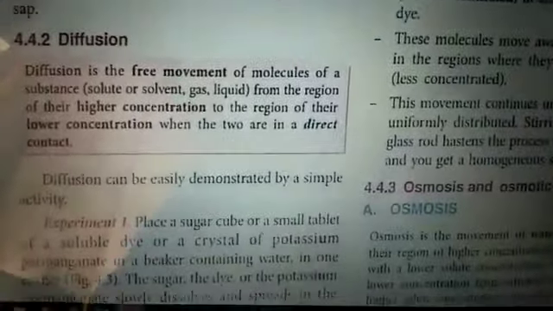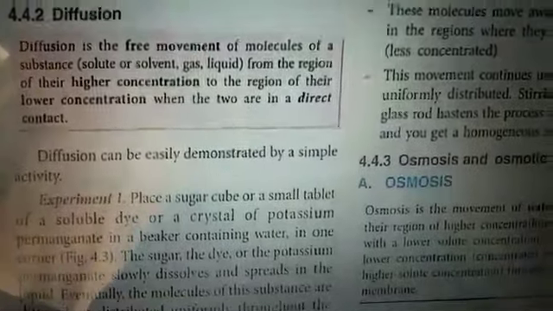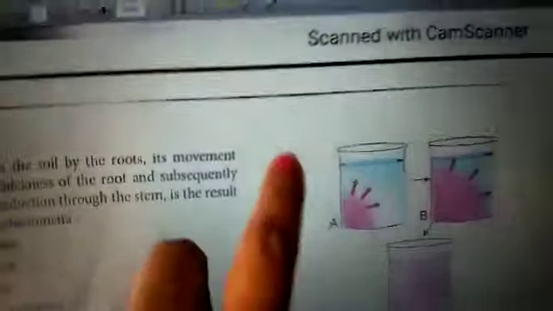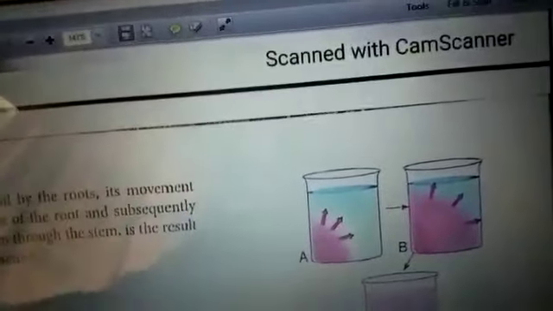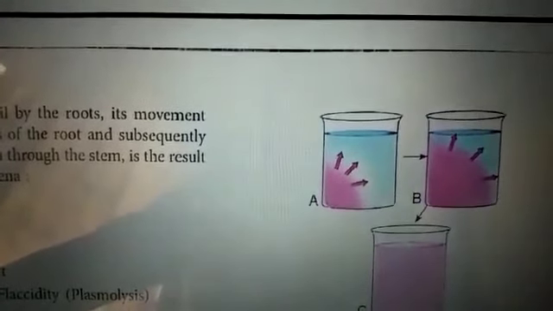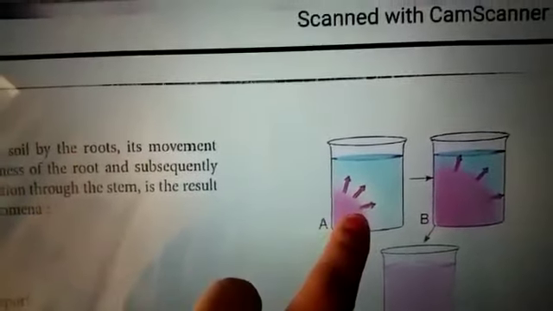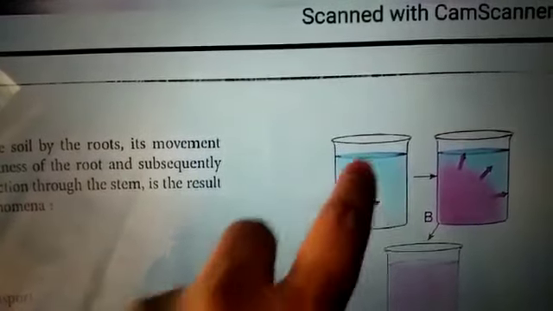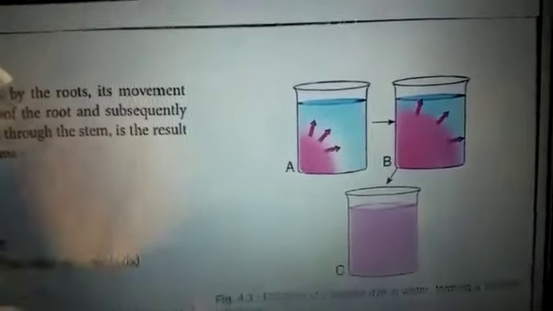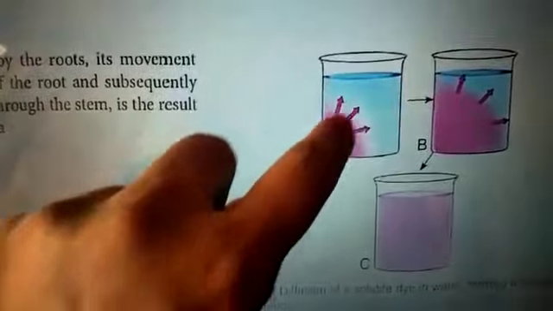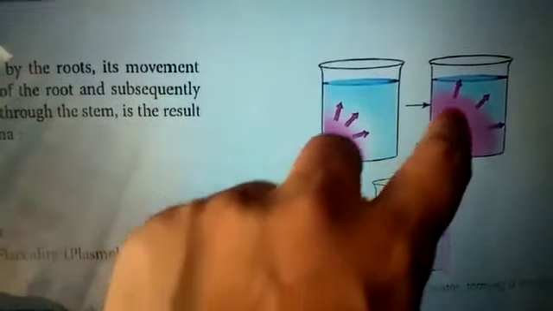Diffusion can be demonstrated by a simple activity. They have shown you an activity in which a jar is taken, giving an example with potassium permanganate, which is purple in color. They have taken a small cube of it and placed it inside this water. When you place it, it slowly starts mixing with the water molecules, and later at the end you get a purple colored solution. So they have told you how they start diffusing inside the water.